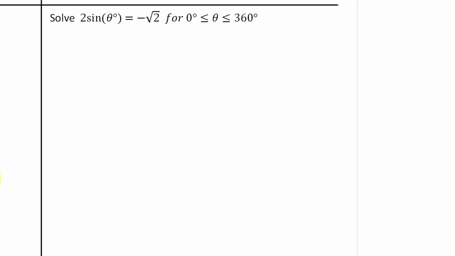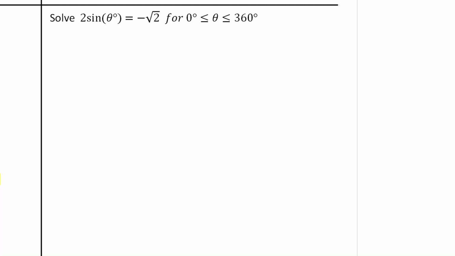So we're answering this question before us. It's saying solve 2 sine theta is equal to negative the square root of 2 for theta between 0 and 360 degrees. First thing we have to note here is that we're not dealing with radians, we're dealing with degrees here, which just makes it slightly more annoying, but we'll be fine.